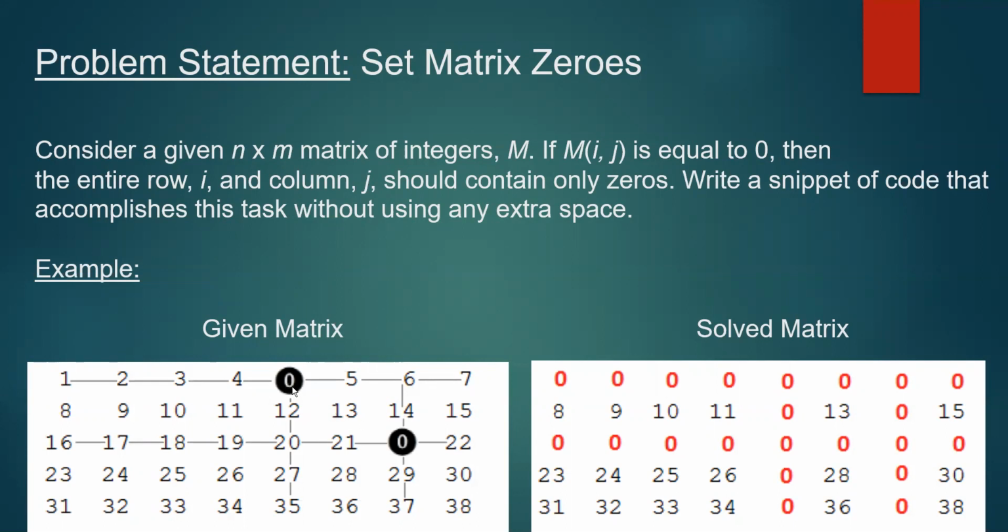You can see the first zero is at 0 comma 4, and according to the problem what we need to do is set the entire 0th row to zeros and the fourth column also to zeros. Then we can find another zero at the 2 comma 6 location, second row and sixth column. So the entire second row has to be set to zeros, and the sixth column also should have all zeros, and we can see the solved matrix on the right here clearly, right? So this is the problem statement and this is what we need to achieve.